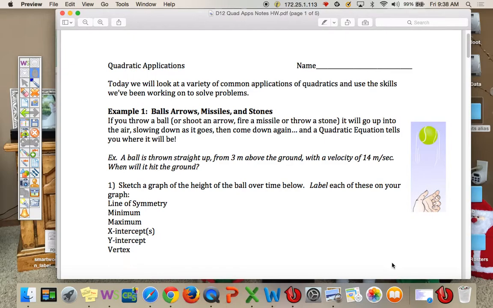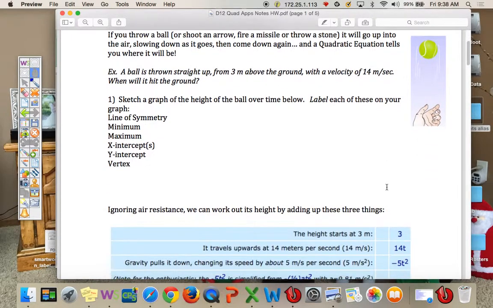A ball is thrown straight up from 3 meters above the ground with a velocity of 14 meters a second. When will it hit the ground? Can you sketch a graph of the height of the ball over time? Label each of these on your axes.